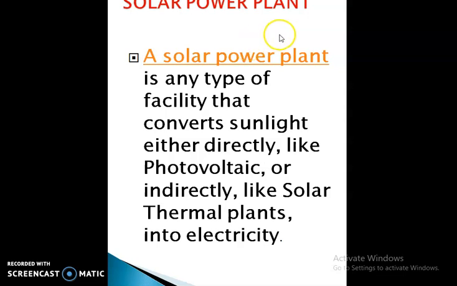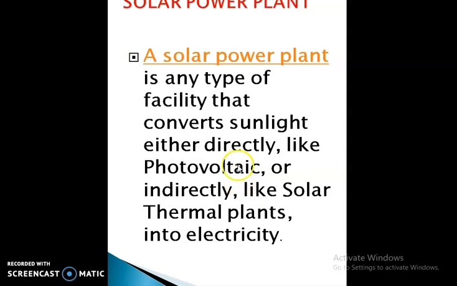Next, chapter 1, GTD for semester electrical: solar power plant. A solar power plant is any type of facility that converts sunlight either directly, like photovoltaic, or indirectly, like solar thermal plants.